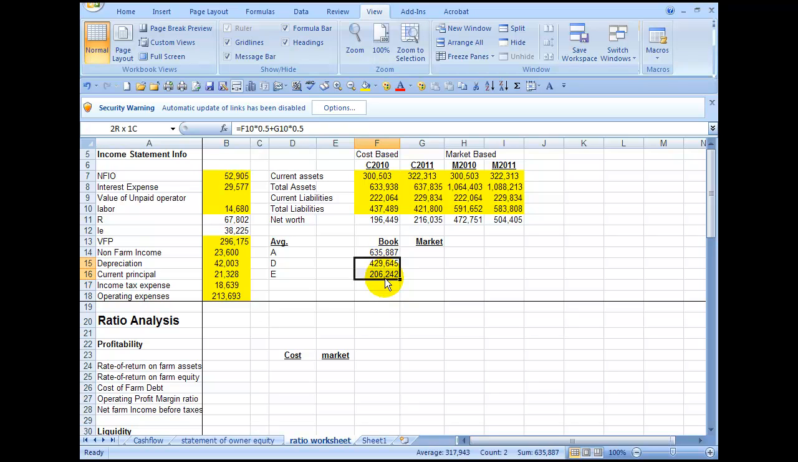The other thing you can do is highlight the debt and equity. Down here it says it's 635,887, which equals the average assets. So it's just a couple of different checks you can do to make sure you're doing your calculations right.